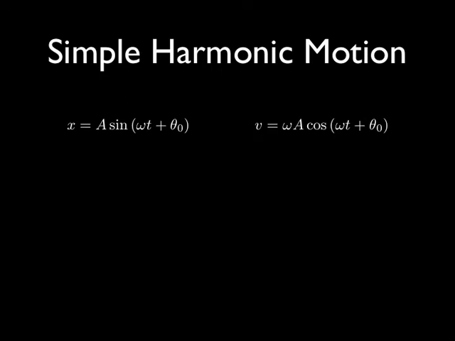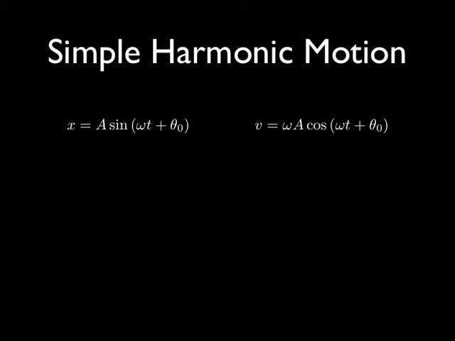Now, I know there are other ways of doing it, but let's just stick with the sine and cosine, and you'll see that if I chose to do position as a cosine function and velocity as the negative sine, it would still work out the same. For now, I've got position as A sine(omega t plus theta naught), and the velocity is the derivative of that, omega A cosine(omega t plus theta naught).